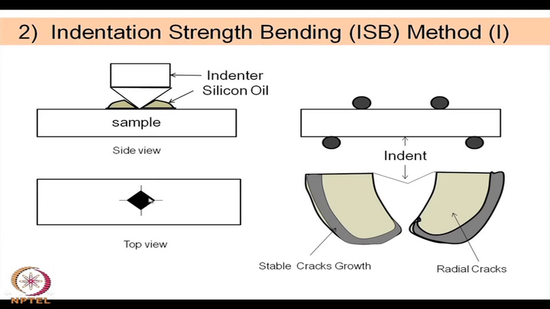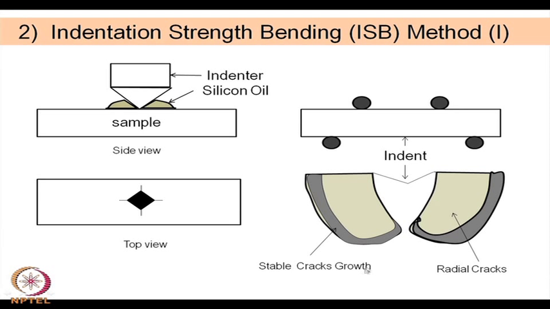So, this notch has been created by indenting, and then this notch is kept upside down and we do the 4-point bend test. Now, this is the crack propagation area below the indent. Okay. There are two different areas of cracks or stress concentrations.